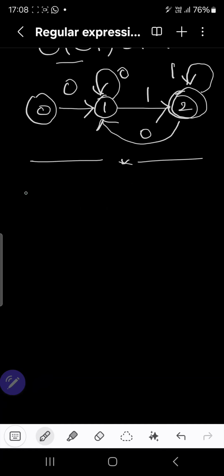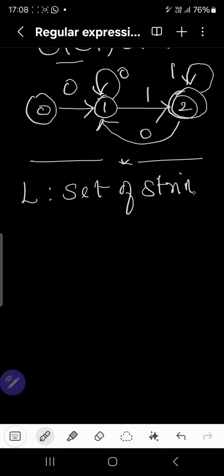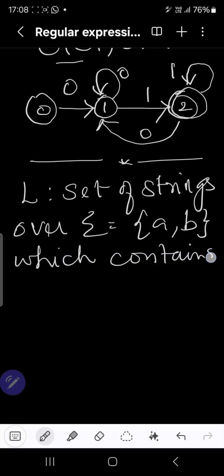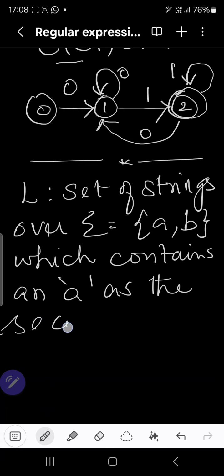Now let's take another example. The language is a set of strings over the alphabet A, B, which contains an A as the second character from the right.